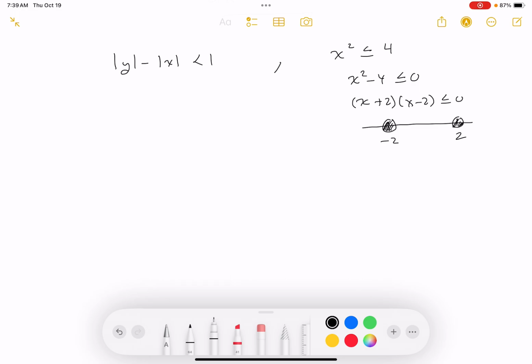And then pick test points, like between minus 2 and 2, I'd pick 0, and that certainly satisfies that inequality. And if you go outside, like 3, that would not satisfy it, and minus 3 would not satisfy that. So my picture here is only going to be where x is on the interval between minus 2 and 2. So what I'm going to do is draw the picture.